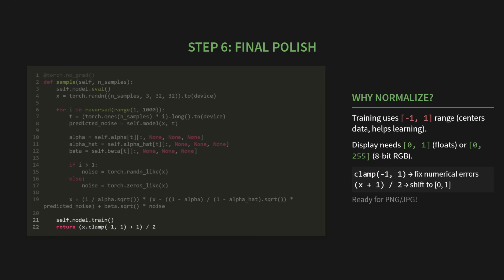First, we clamp the values between -1 and 1, just to fix any tiny numerical errors that might have crept in. Then, we add 1, which shifts the range to 0 to 2. Finally, we divide by 2, scaling the range perfectly to 0 to 1. And just like that, our tensor is ready to be saved as a PNG or a JPEG. It is a masterpiece, born from chaos, guided by math.